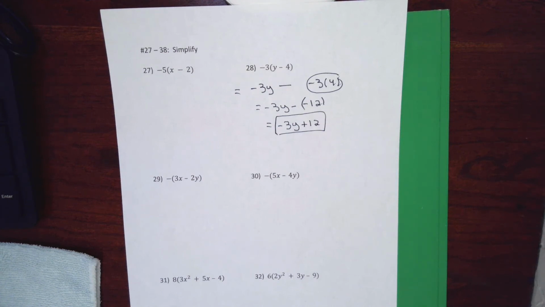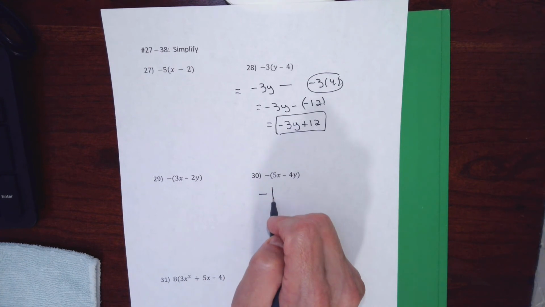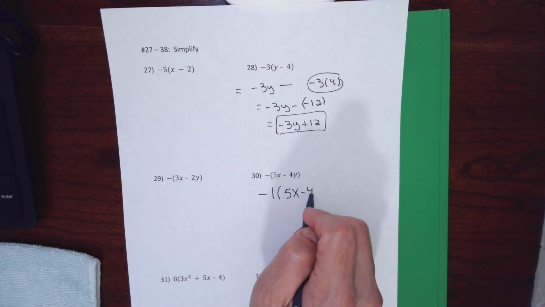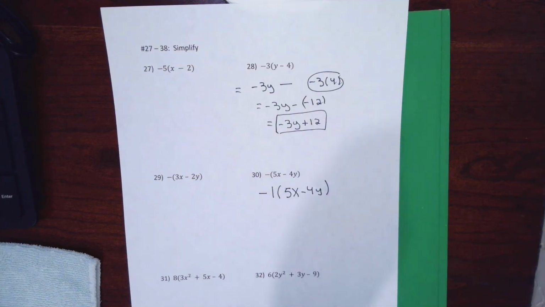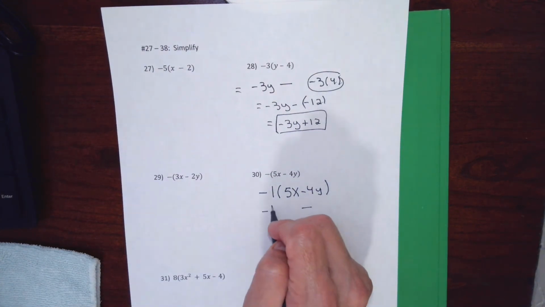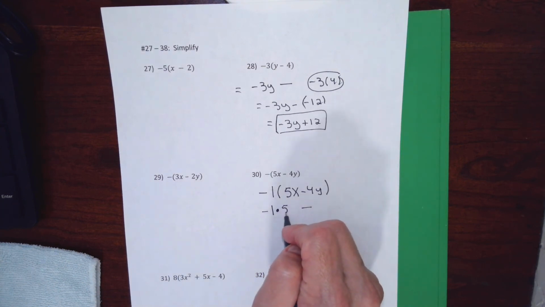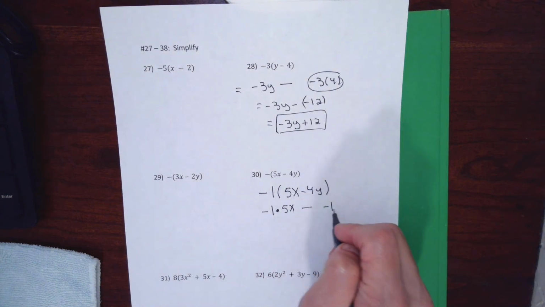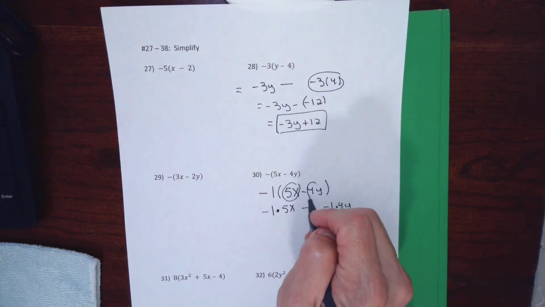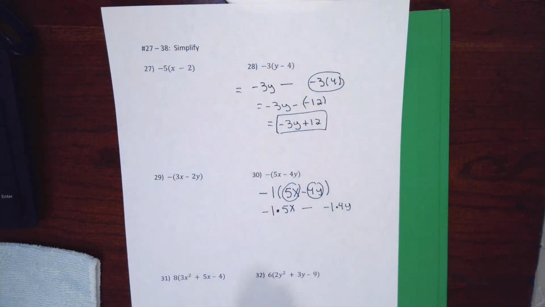29 and 30, I can think of 2 separate ways, but for now, just to be consistent, I'm going to think of this negative as having a negative 1. And I'm going to think of this using the distributive property of multiplication over subtraction. I'm going to leave the minus sign between, and I'm going to go negative 1 times 5x and negative 1 times 4y, leaving the minus sign between.